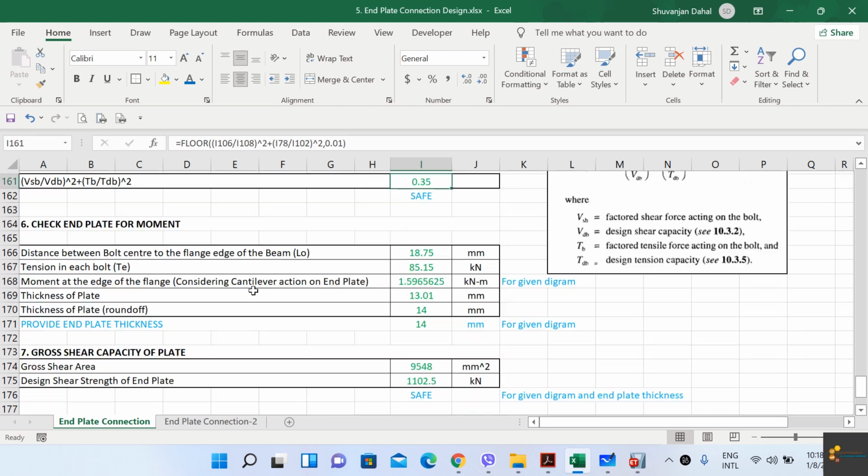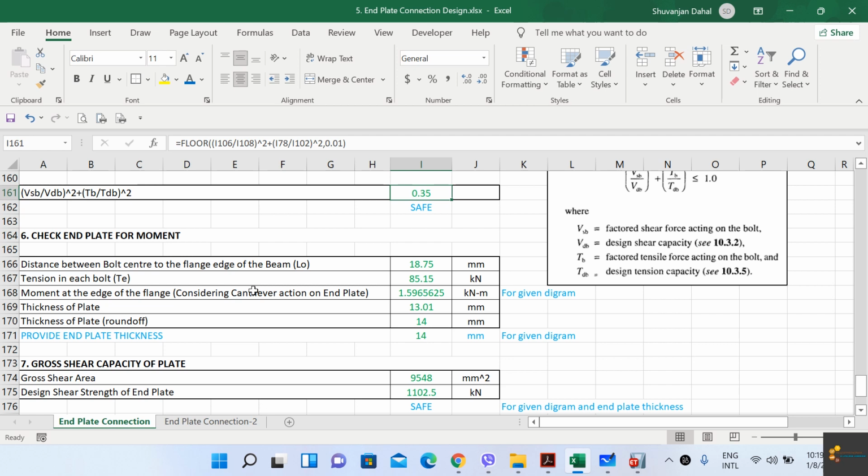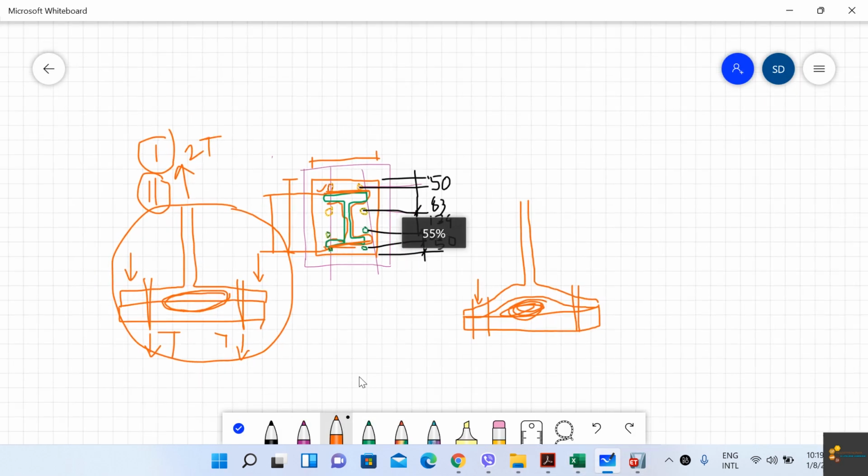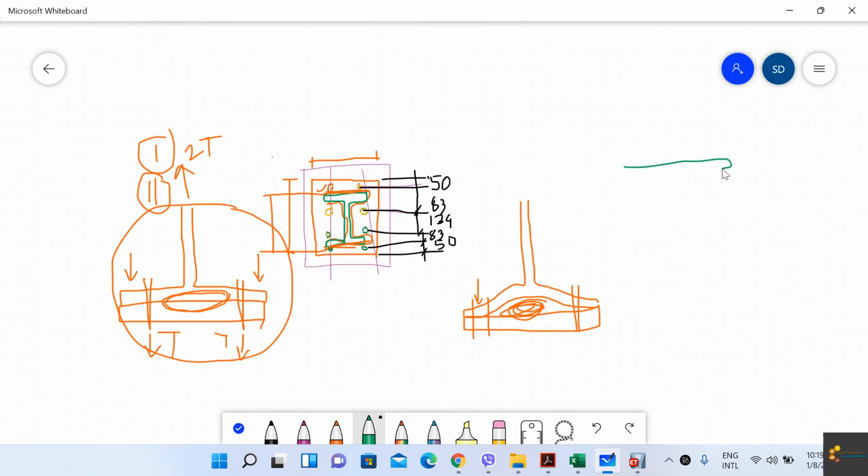Now finally, we will come to determining the thickness of our end plate. We already considered some length and width of our end plate at the beginning. Now let us check for the thickness of our end plate. So let's see here. The distance between the bolt center to the flange edge of the beam is 18.75 mm. How did we get this? We got this by using this formula here. This distance means, let me draw another diagram here. If this is our beam that is connected here and this is our bolt here.